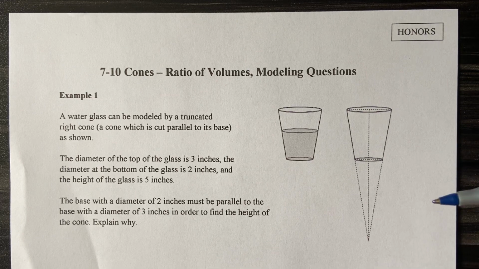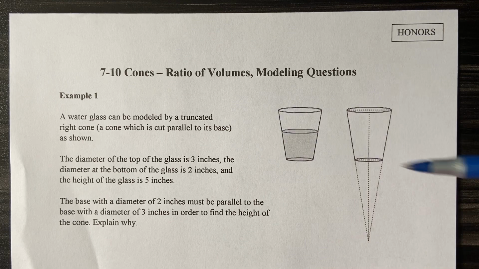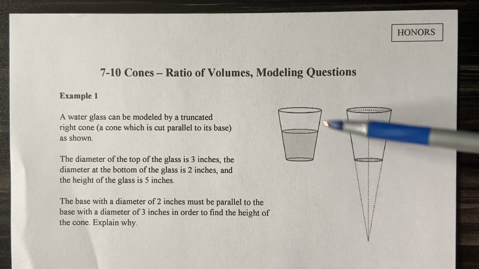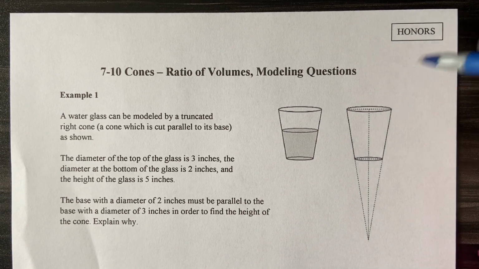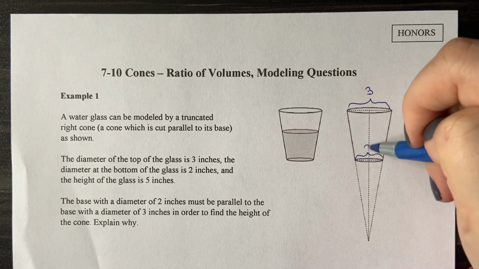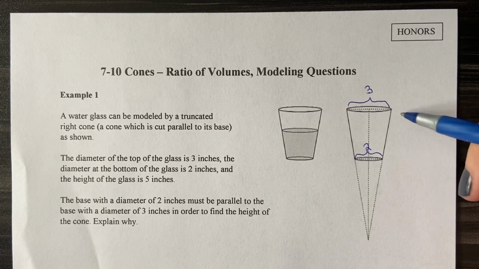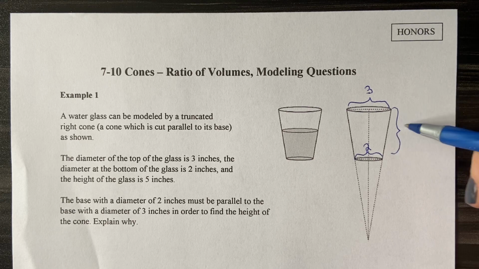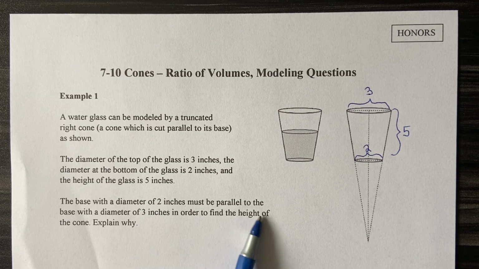Okay, so this first question says, a water glass can be modeled by a truncated right cone, a cone that is cut parallel to its base. So they call this a truncated cone. The diameter of the top of the glass is 3 inches. The diameter of the bottom of the glass is 2 inches, and the height of the glass is 5 inches. So I'm just going to label that info real quick. This diameter right here is a 3. The diameter of this one is a 2. And the height of just the glass, just this glass part, is a 5.